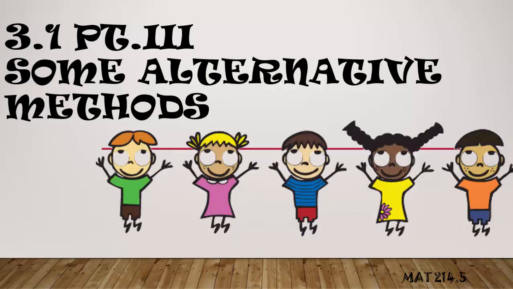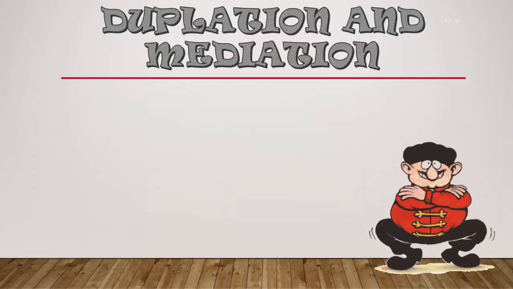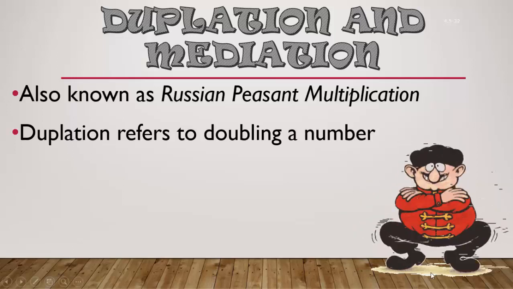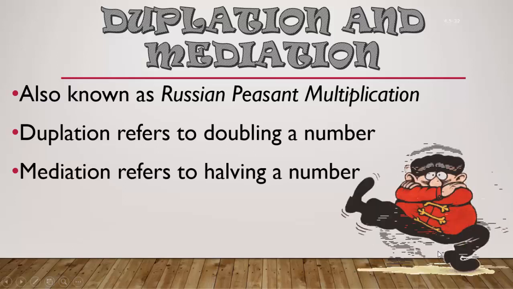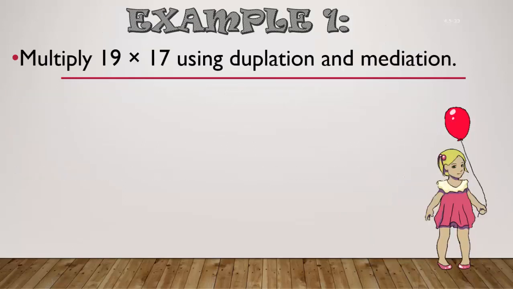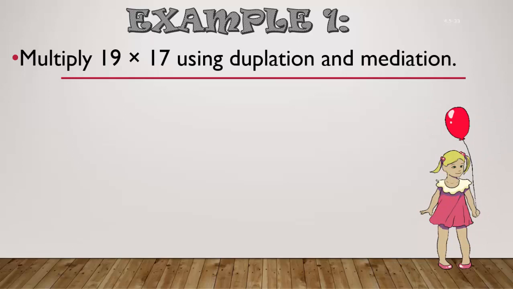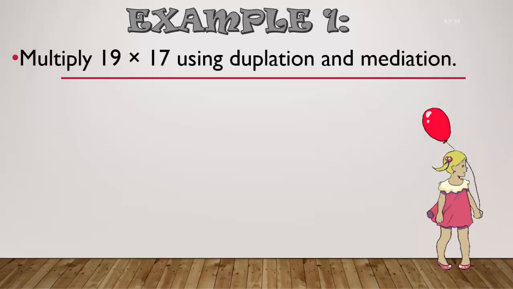Welcome to Chapter 3.1, Part 3, Some Alternative Methods. The method we are going to study here is called duplication and mediation. Duplication refers to doubling a number, and mediation refers to halving a number. So we're going to use this method to multiply 19 times 17. So let us go over to the whiteboard and see how this is done.